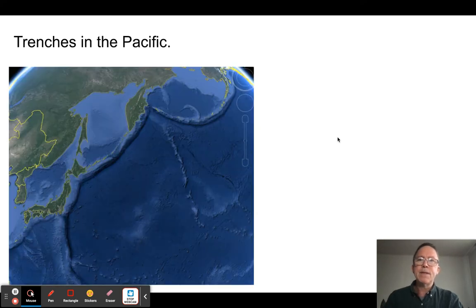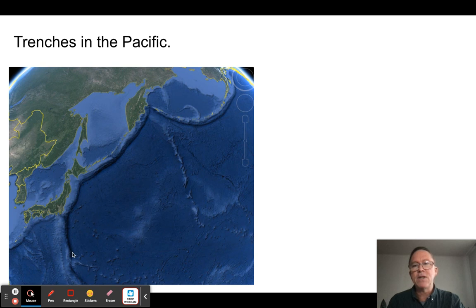Now, here's a picture. So here's a trench in the Aleutian Islands. This is the Pacific Plate. Not much volcanic activity or earthquake activity here, but man, there's all kinds of volcanoes along here. There's Japan for you. You know they have a lot of earthquakes and volcanoes. So do the Aleutian Islands. They're all volcanoes there, and they're full of earthquakes.